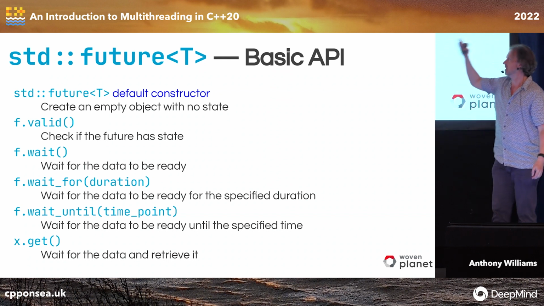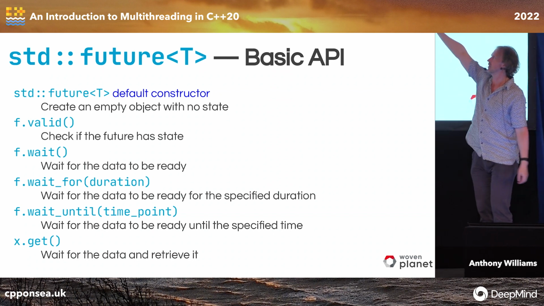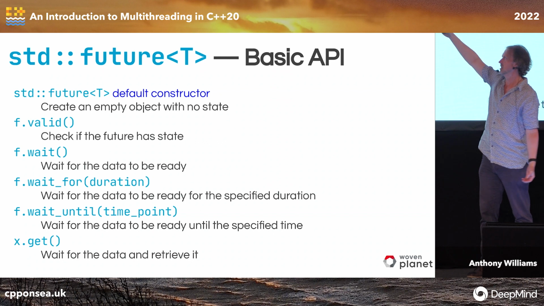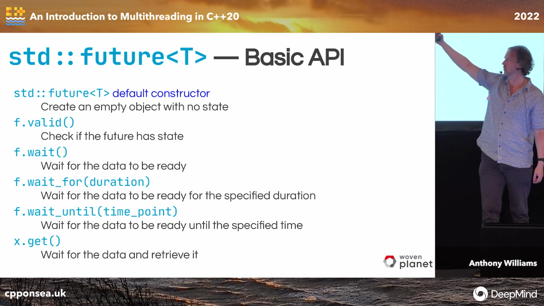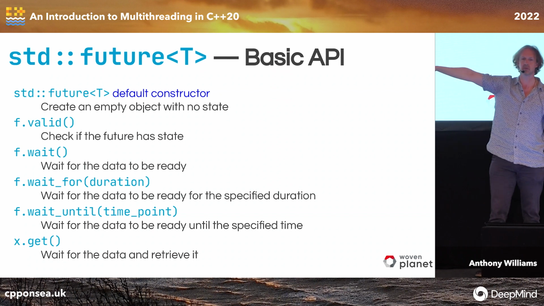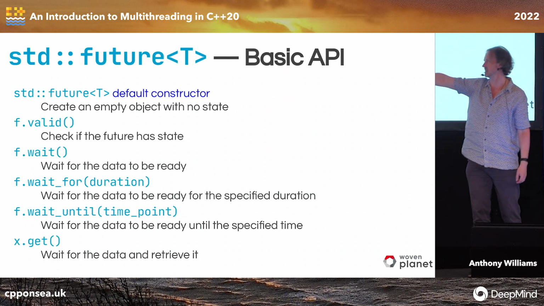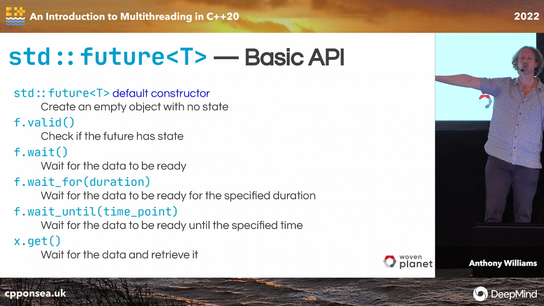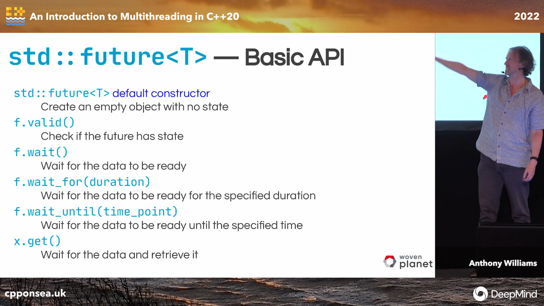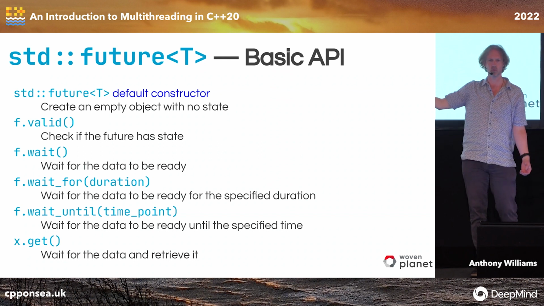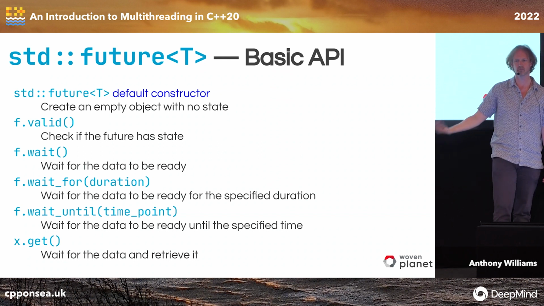So we have our basic API for standard future. We have a default constructor which creates something with no data. You can check if it's valid. You can wait. You can wait for a period of time or until a time point, and you can get the data. If you call get, then it implicitly waits for it first. So you don't ever have to explicitly call wait if you don't want to. You can just call get, and that will do the waiting.